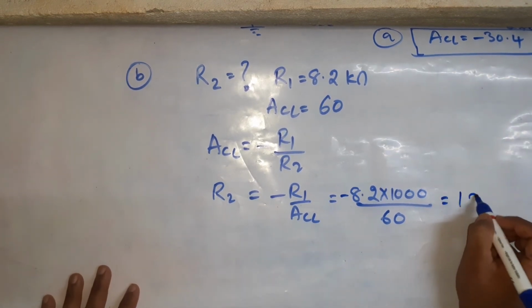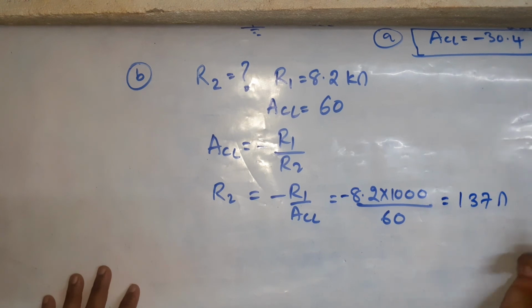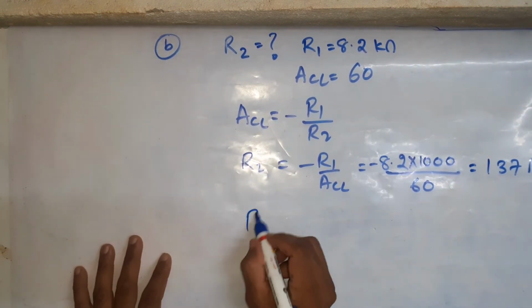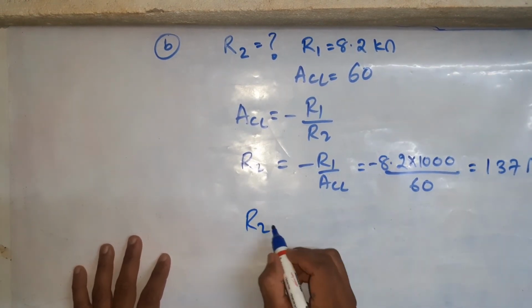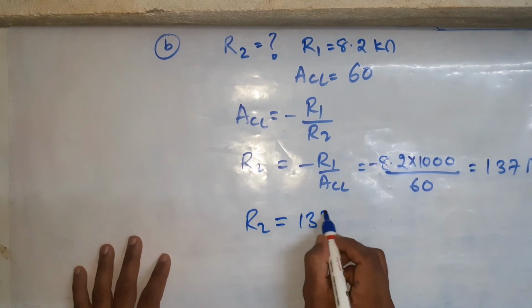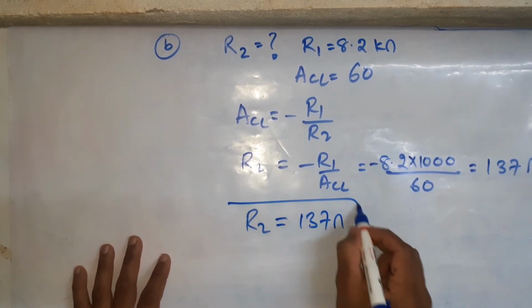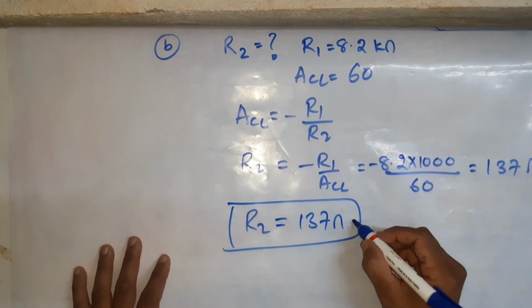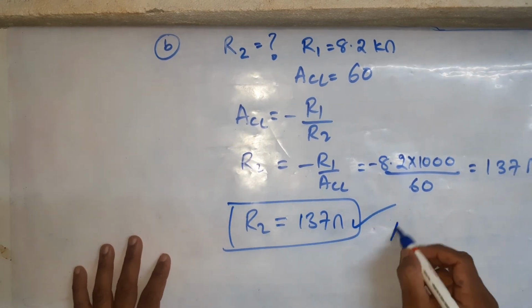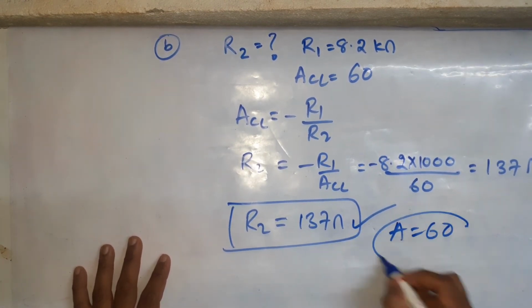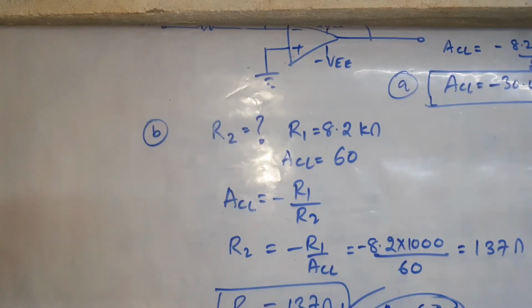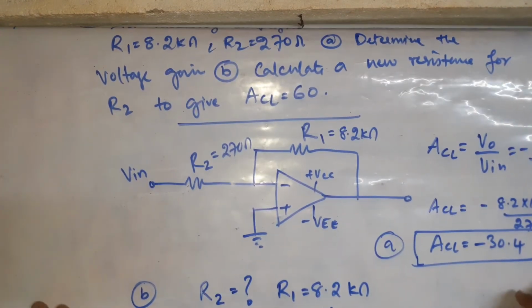So this will be giving you 137 ohms. It comes negative, but resistor value cannot be negative, so you write 137 ohms only. This will be your new resistance value to give a gain of 60. Understood? This is how you have to solve to get 6 marks or 8 marks.